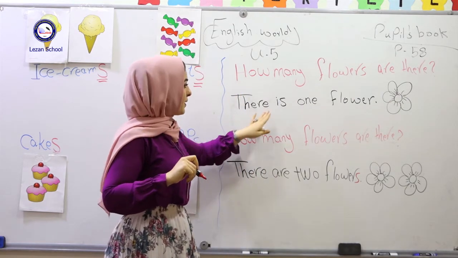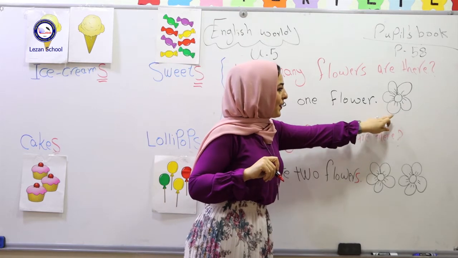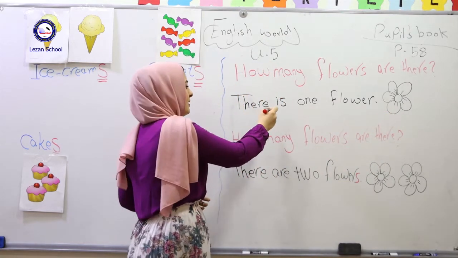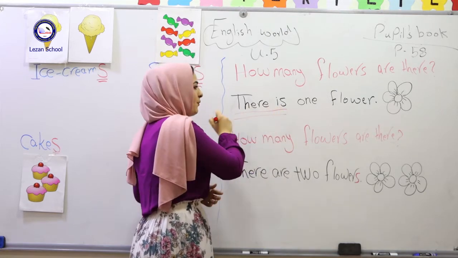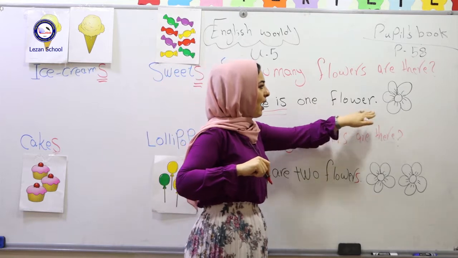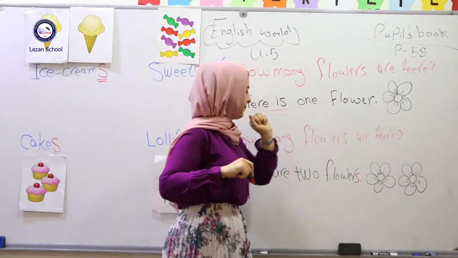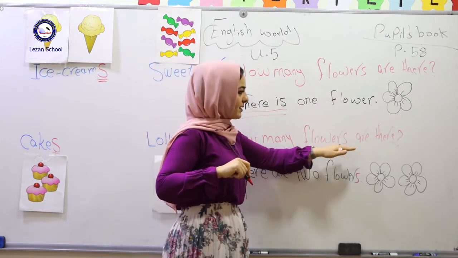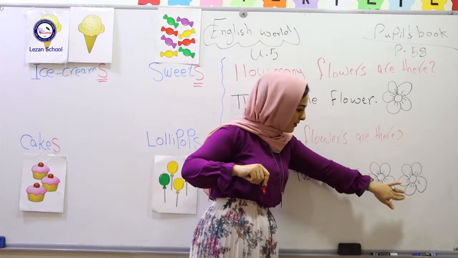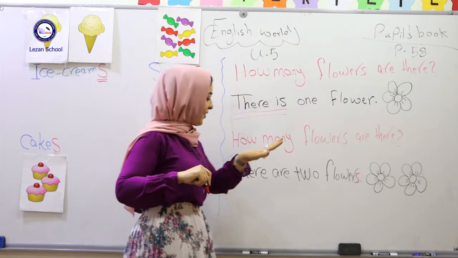How many flowers are there? There is one flower. You have to say there is. If we have one, you should say there is one flower. How many flowers are there? Look, how many flowers are there?